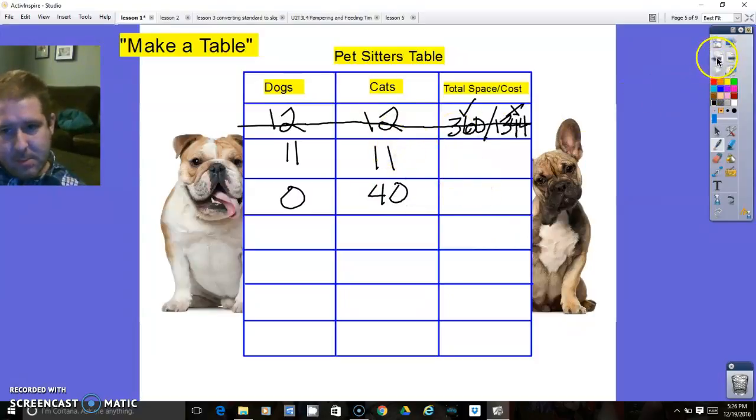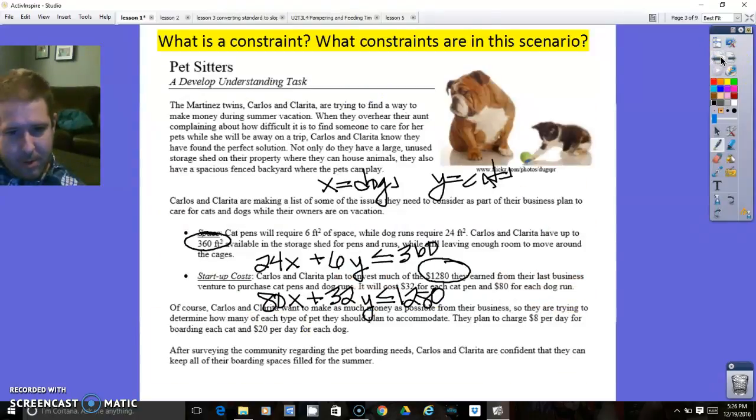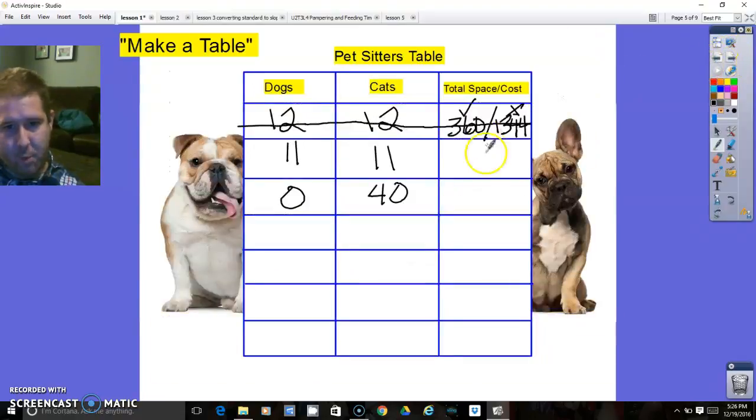40 times, how much was the cat? 6. Trying to do the math. Here we go. So 6 times 40 makes 240 space. So that's leaving a lot of space empty.